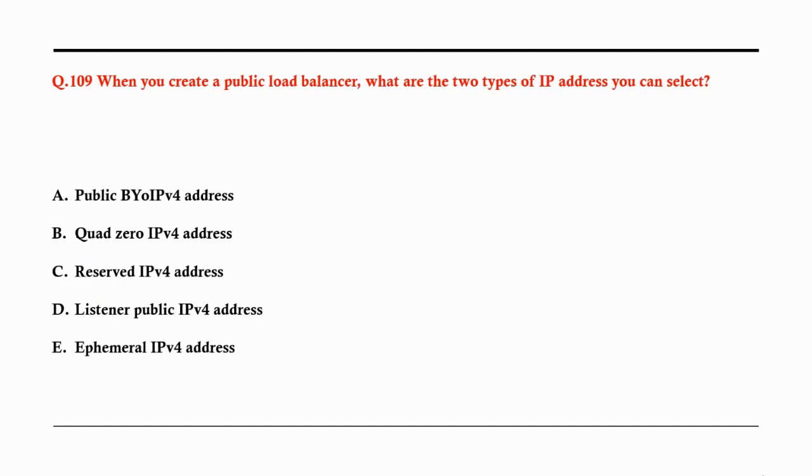Question 109. When you create a public load balancer, what are the two types of IP address you can select? The correct answer is C, a reserved IPv4 address, and E, an ephemeral IPv4 address.